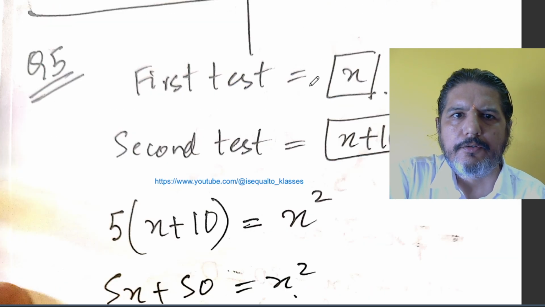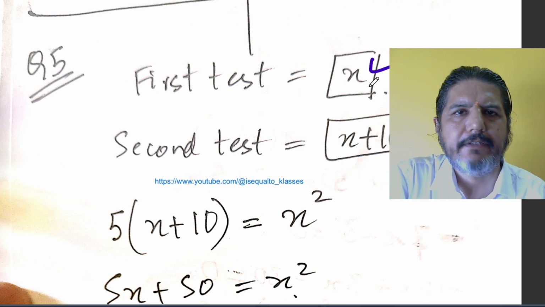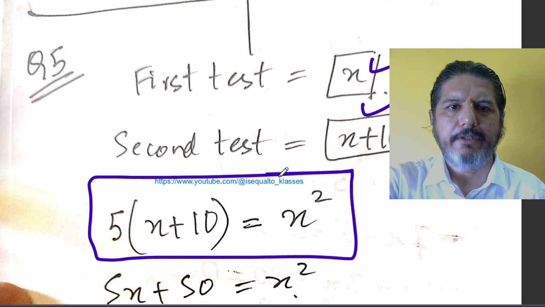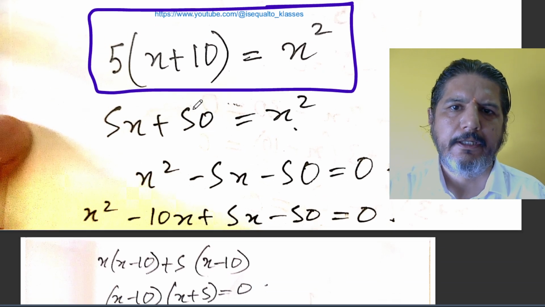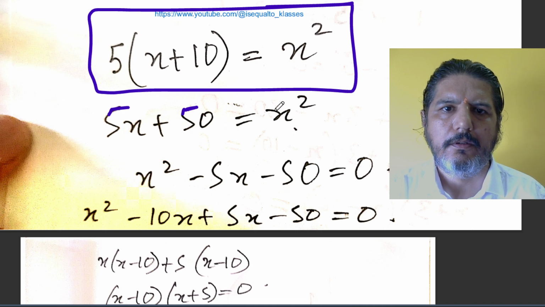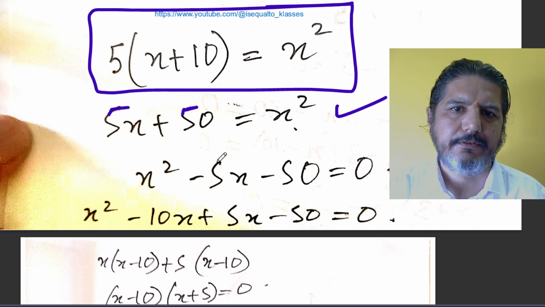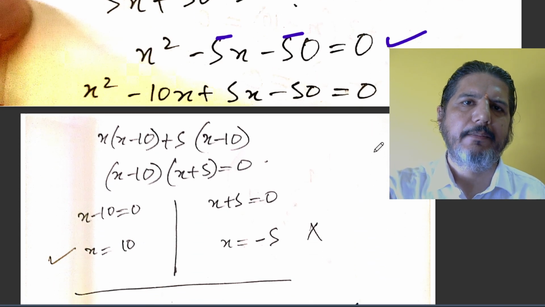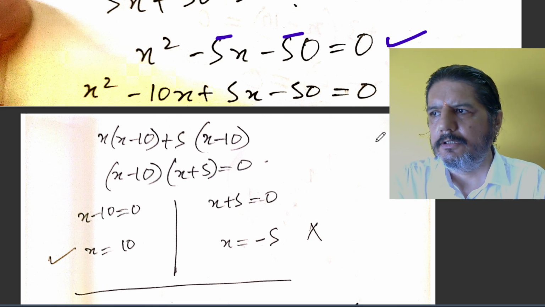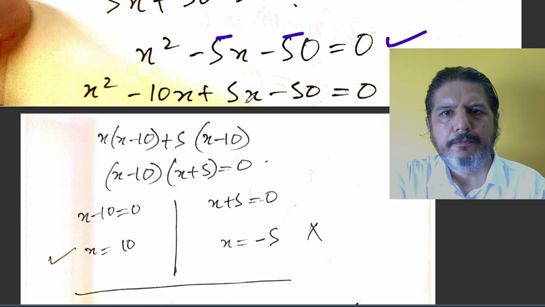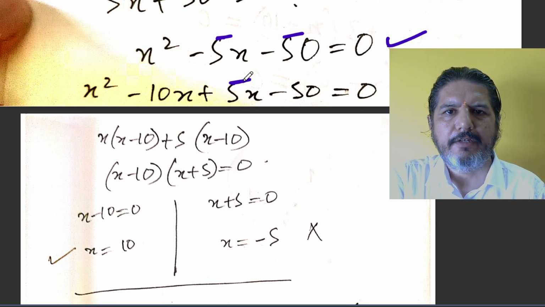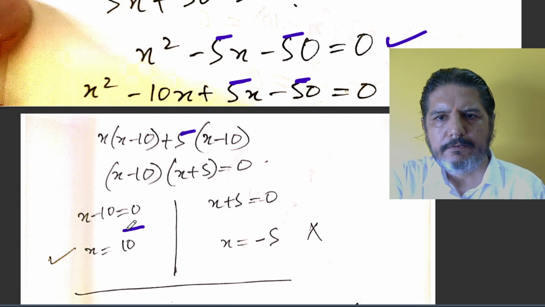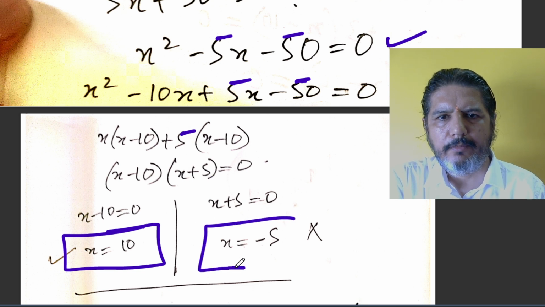So this is the solution. I have first test I assumed to be x, second was x plus 10. This is the translation I have done. Now I just have to open the bracket. So 5x plus 50 is equal to x square. So x square minus 5x minus 50 is equal to 0. So I'll be using splitting the middle term. That is the easiest, and in most of the word problems splitting the middle term works. So this will be x square minus 10x plus 5x minus 50 is equal to 0, and when I do this, I get two answers, x is equal to 10 and x is equal to minus 5.